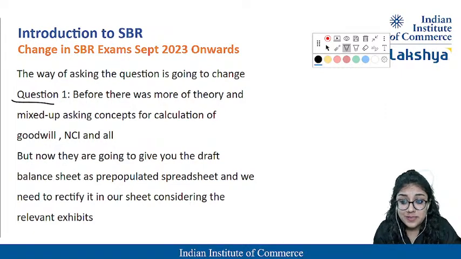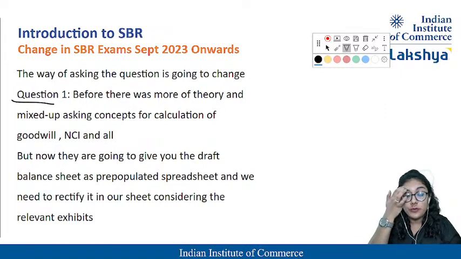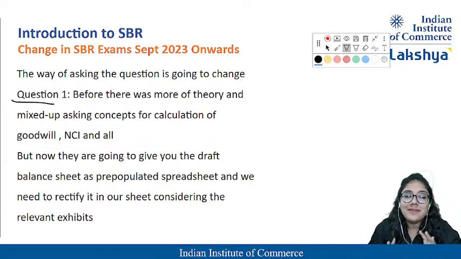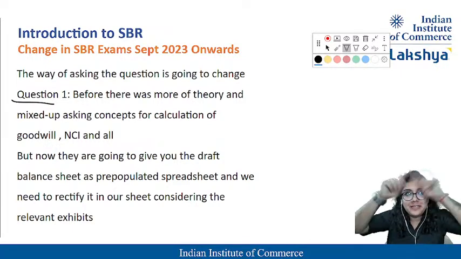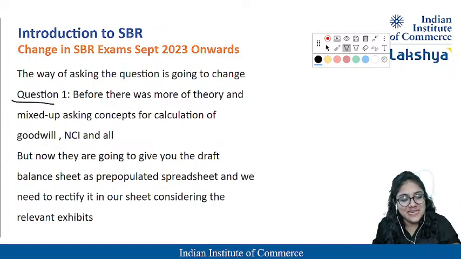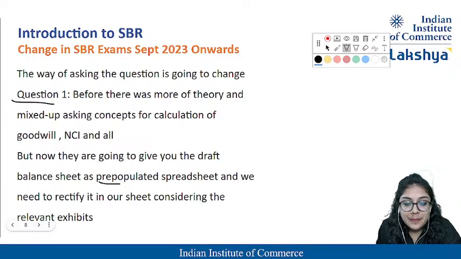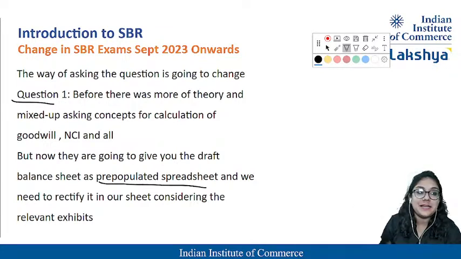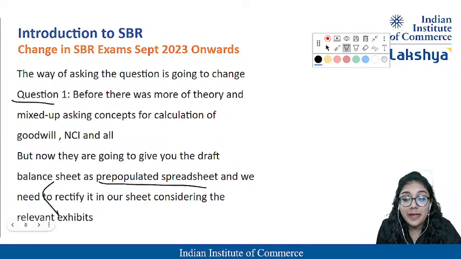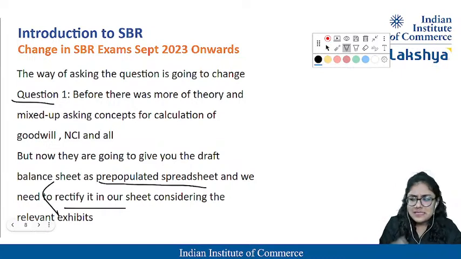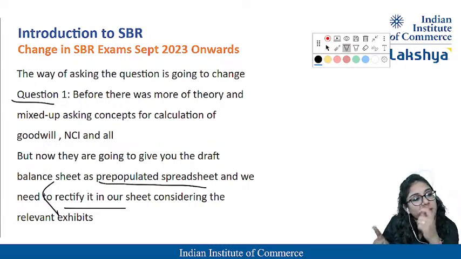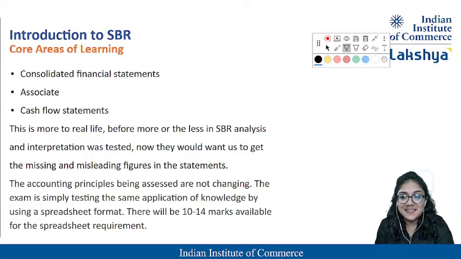Like the first question, as I told you before, there was more theory, mixed concepts of, okay, calculate goodwill, calculate NCI. But now they have given us a very good option. They have drafted financial statements with wrong figures, a pre-populated spreadsheet where we, as auditors and future chartered accountants, are going to rectify the financial statements. We'll see, this asset is now mistaken, correct it. So we are going to change the figures, that's all.